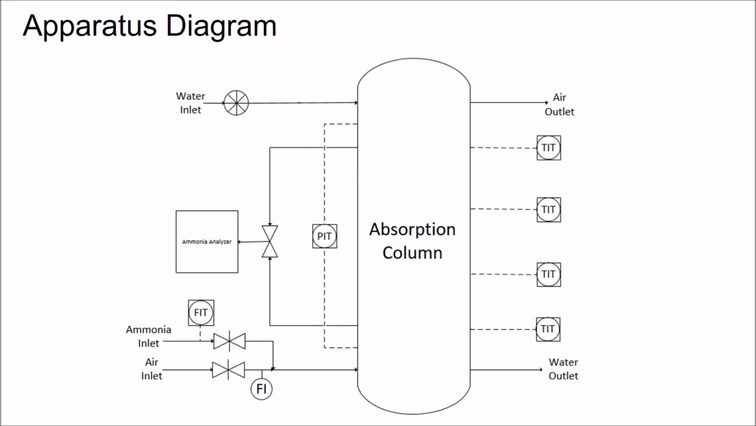Seen here is a figure of the apparatus used in the experiment. As you can see, there are 4 temperature indicators as well as a pressure indicator. The values read here are communicated with the LabVIEW software. Additionally, the water flow is controlled with a rotameter, and the ammonia and air flows are controlled with valves.